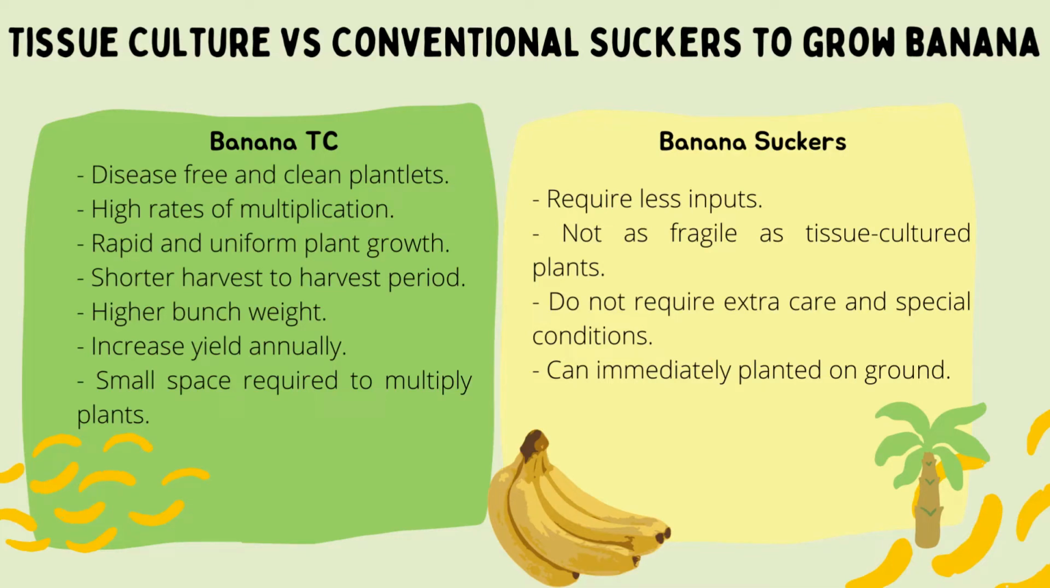Meanwhile, the banana sucker method requires less input. It is not as fragile as tissue culture plants, which need extra care and special conditions. Banana suckers do not need it. They also can be immediately planted on the ground. Both methods have their own perks. The banana tissue culture method is highly suitable to be applied by large banana producing companies, while the banana sucker method can also be applied for home planting.